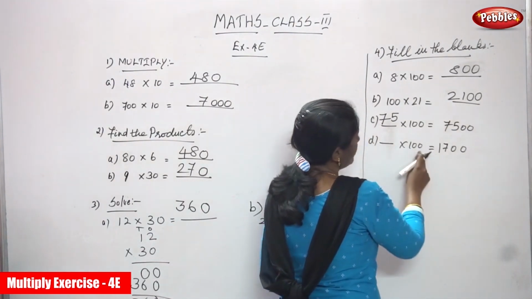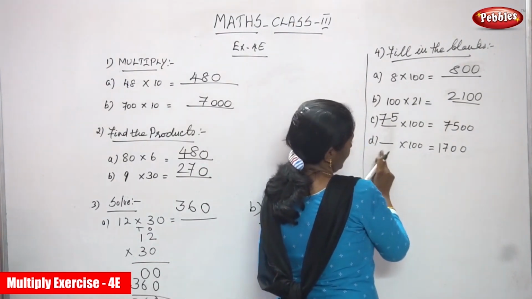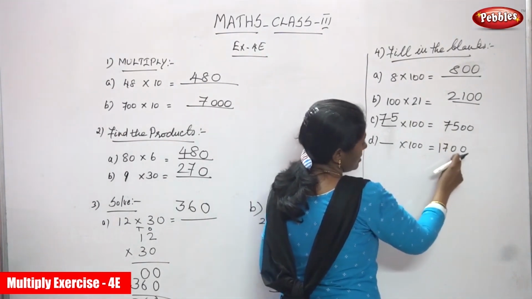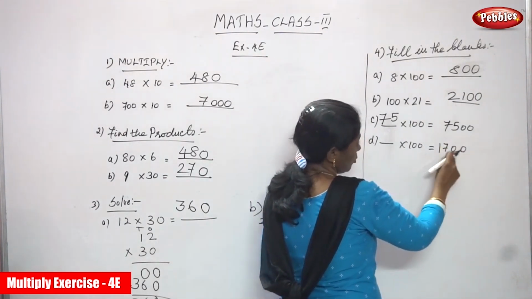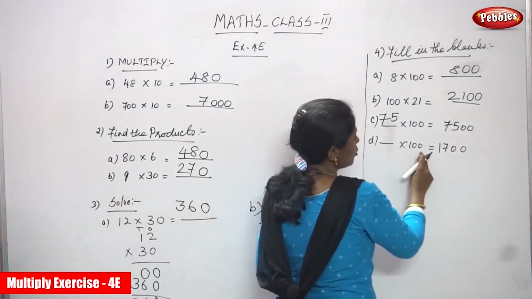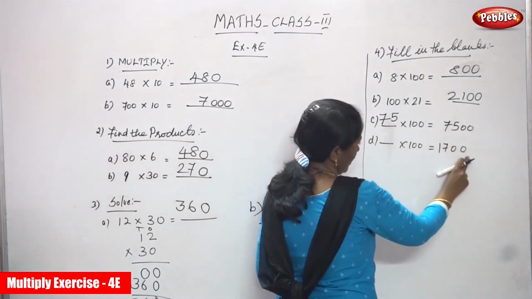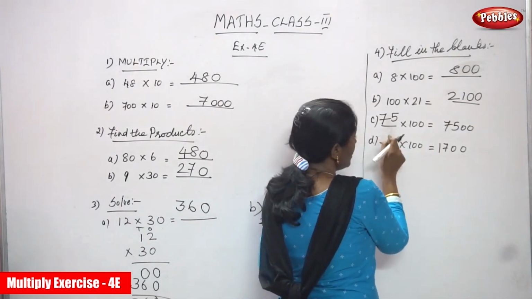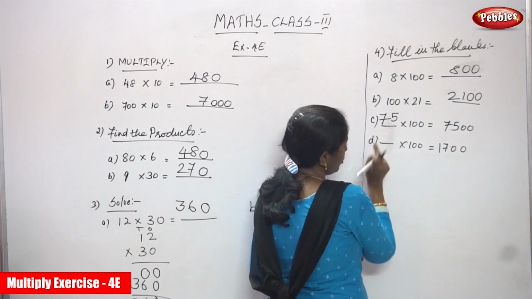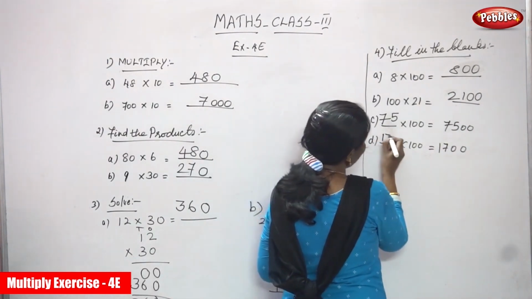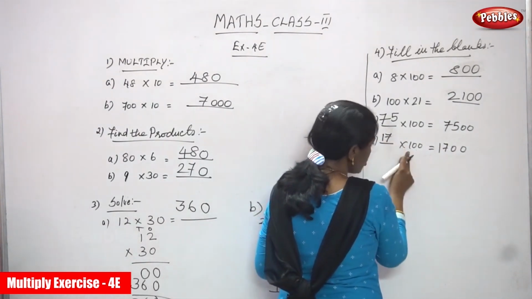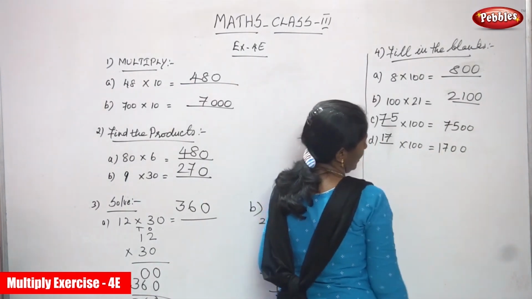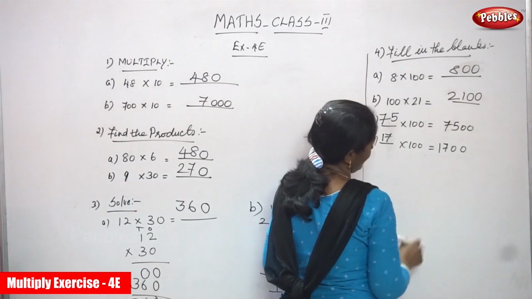Then again, 100 is going to multiply by what? This is the blank you have to fill up. The answer is 17 and double zeros, 1700. So you must write the double zero at the end. The remaining number is 1 into some number. In that particular place, 17. So 17 into 1 you get 17. Then the double zero at the end. So 1700 is the right answer.